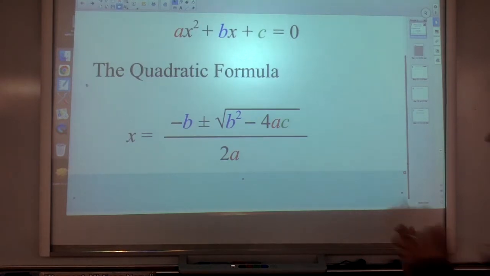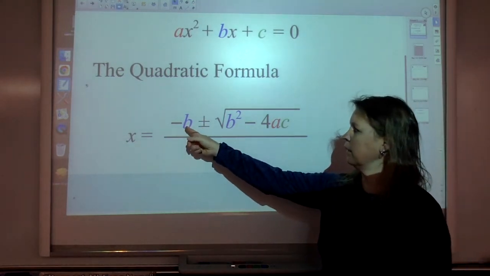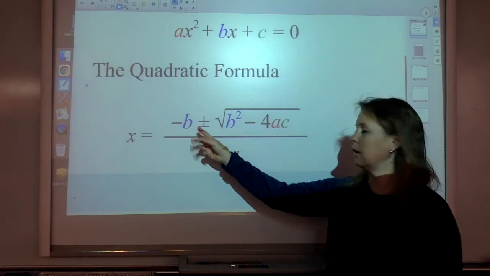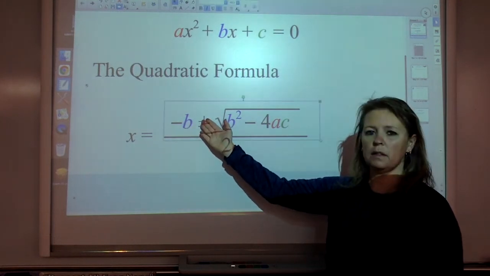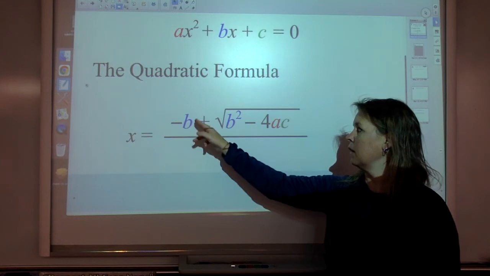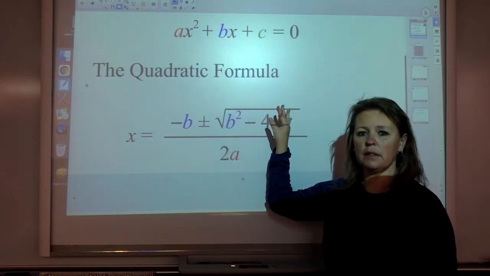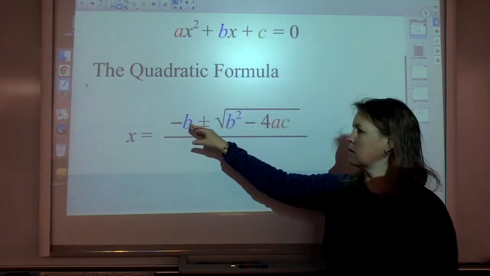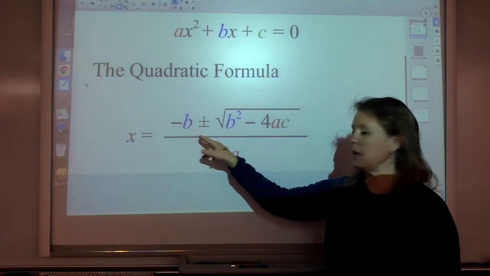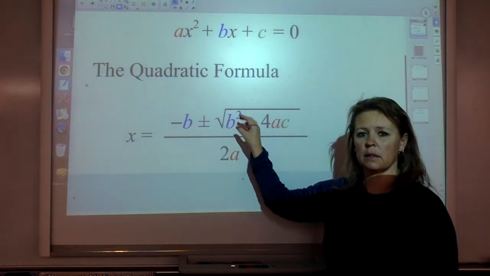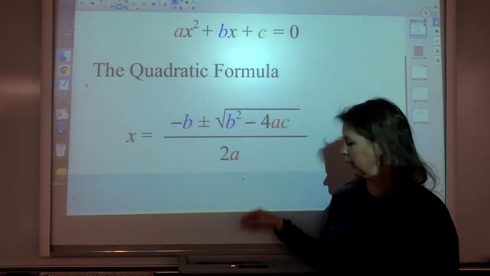Couple keys to this, again, making sure that you take the opposite of whatever b was. You'll solve it once using a plus sign: opposite of b plus all of this and then divided by 2a. You'll solve it a second time, negative b and the minus all of this divided by 2a.